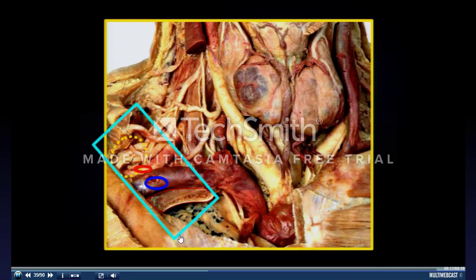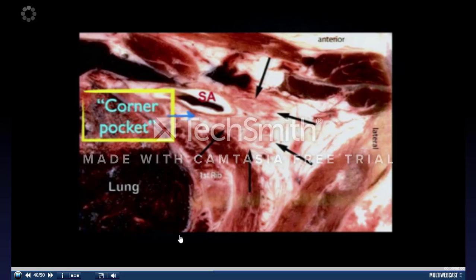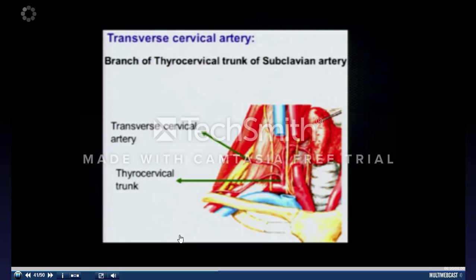So there you have your neurovascular bundle. That's the particular area. We're aiming for that so-called corner pocket, which is right above the rib and the subclavian artery. But again, have you considered the transverse cervical artery? Often that artery divides the plexus into different areas that can influence the spread of local anesthetic.